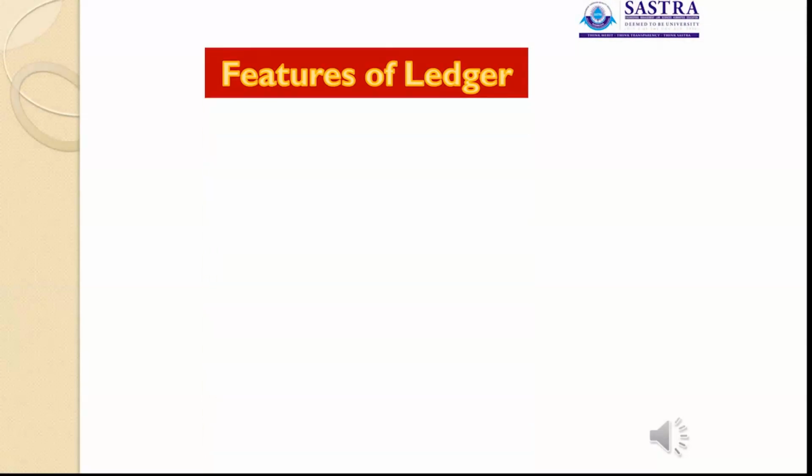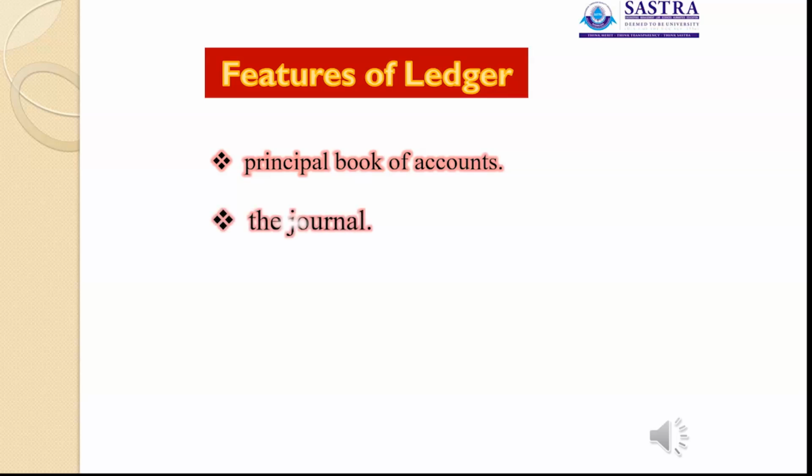Now, we shall see the features of ledger. There are so many features of ledger. First, it is a principal book of accounts. It is prepared with the help of data provided by the journal. Ledger is prepared only with the help of the data available in the journal.